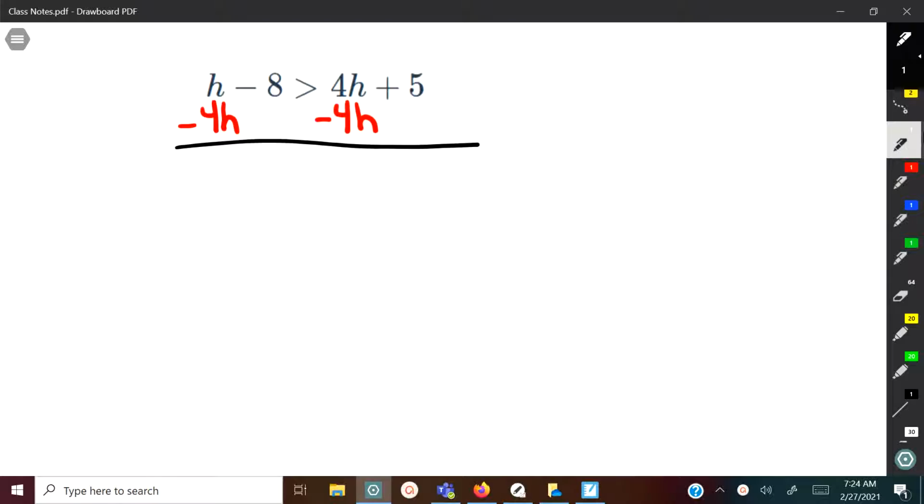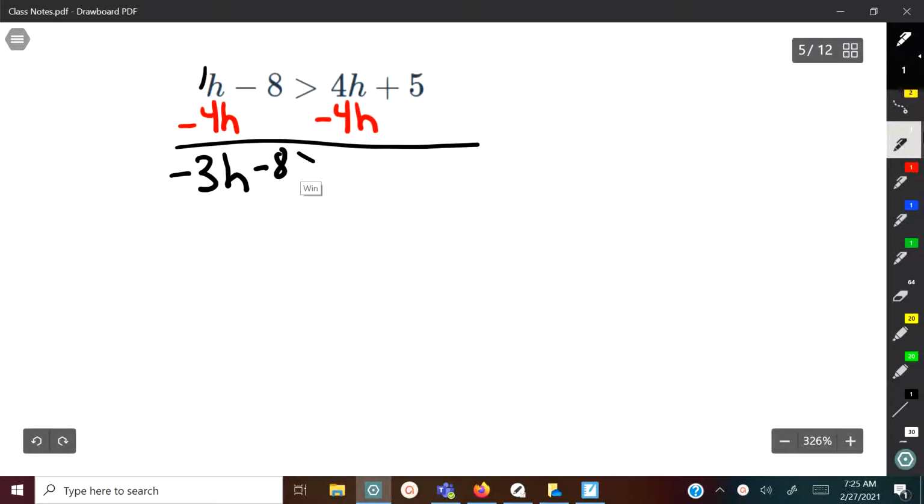The 4h and negative 4h cancel out. Here I've got an understood 1h and negative 4h. They're different signs, so find the difference. 4 minus 1 is going to be 3h, and since the 4 is bigger in terms of absolute value, we're going to make it negative. The rest of my numbers I just bring down: negative 8 greater than 5.